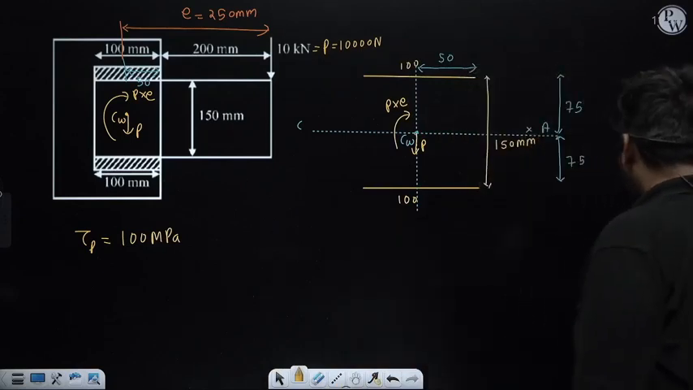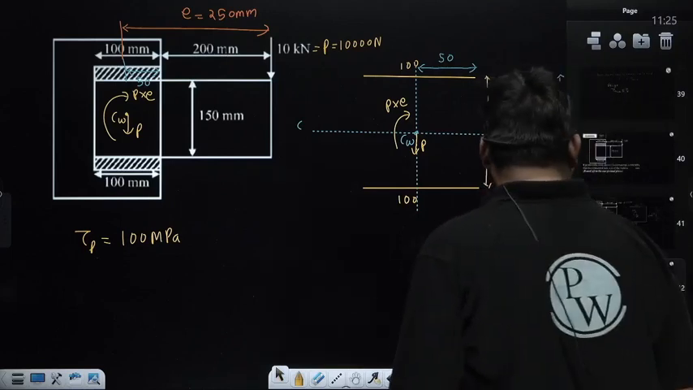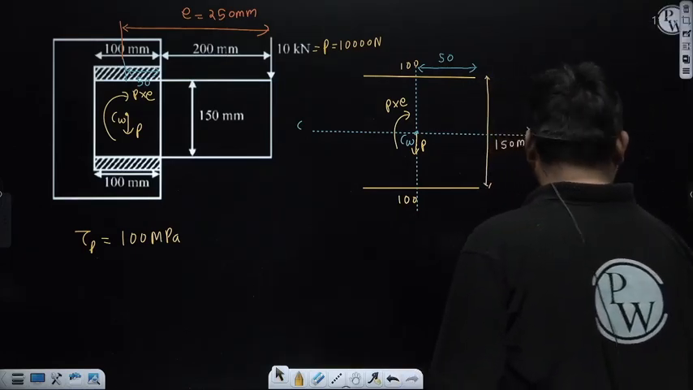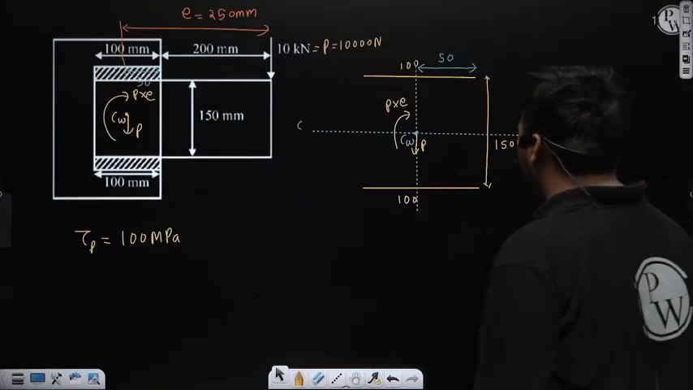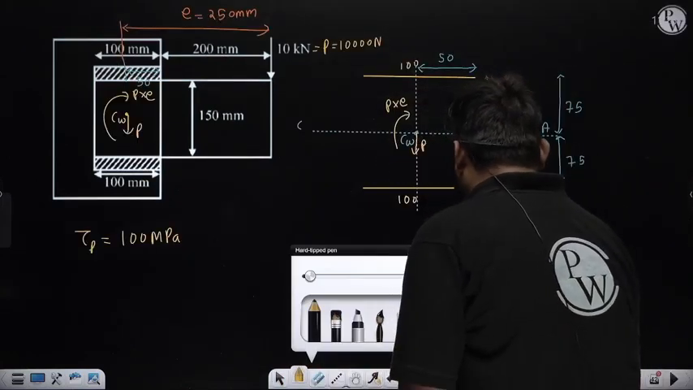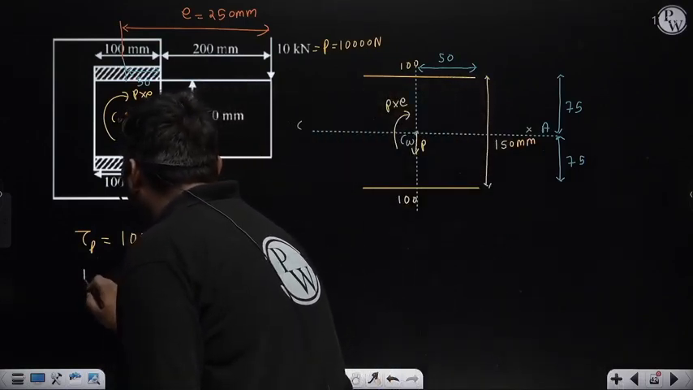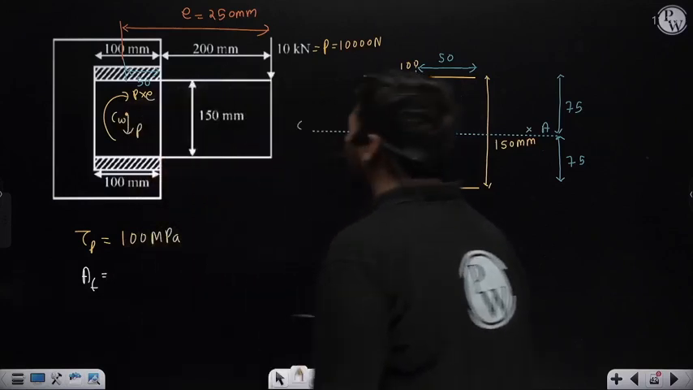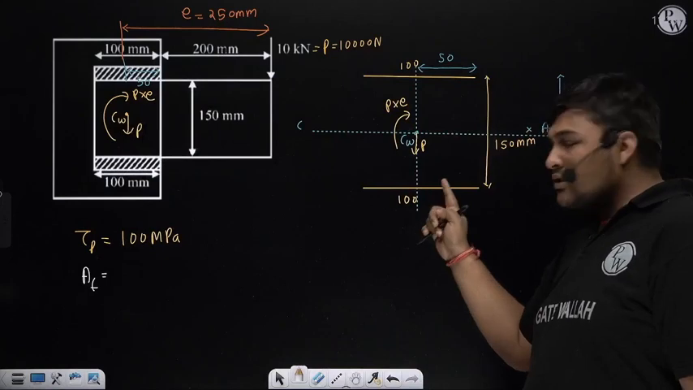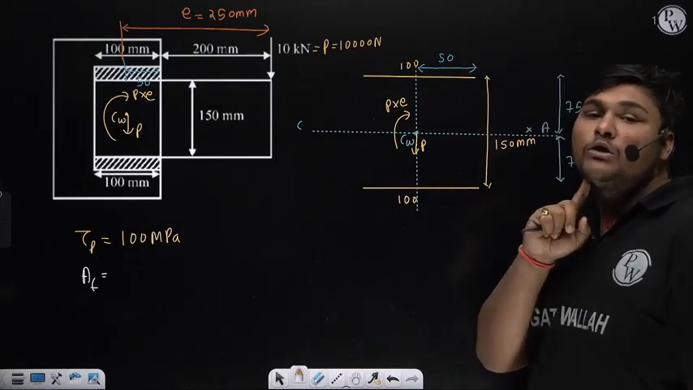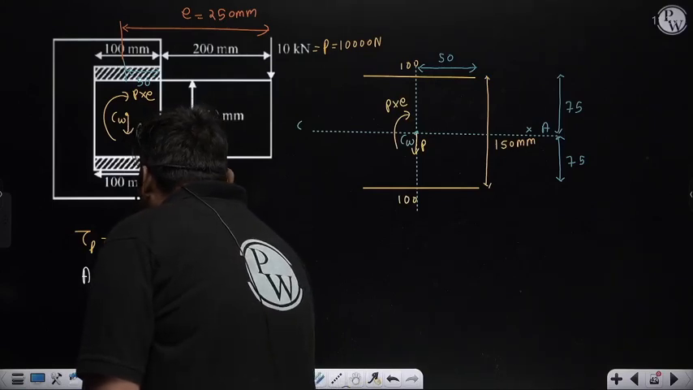So by drawing this diagram separately, first I am calculating the area of the throat and the polar moment of inertia of the weld about the combined centroid. Area of throat: suppose I am denoting throat thickness as T. So the throat area of weld 1 will be 100 T, because length is 100. The throat area of weld 2 will also be 100 T. So the total throat area will be 200 T mm square.